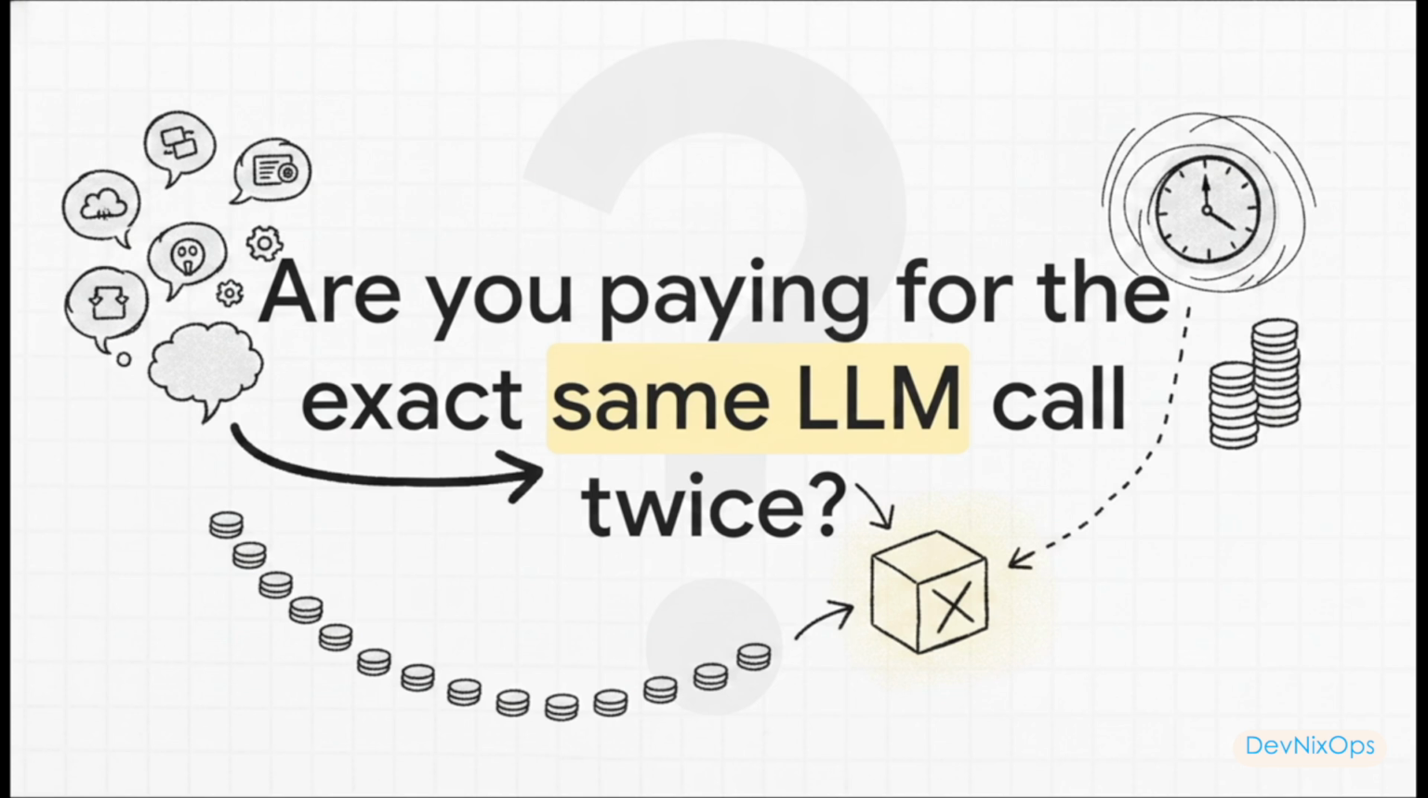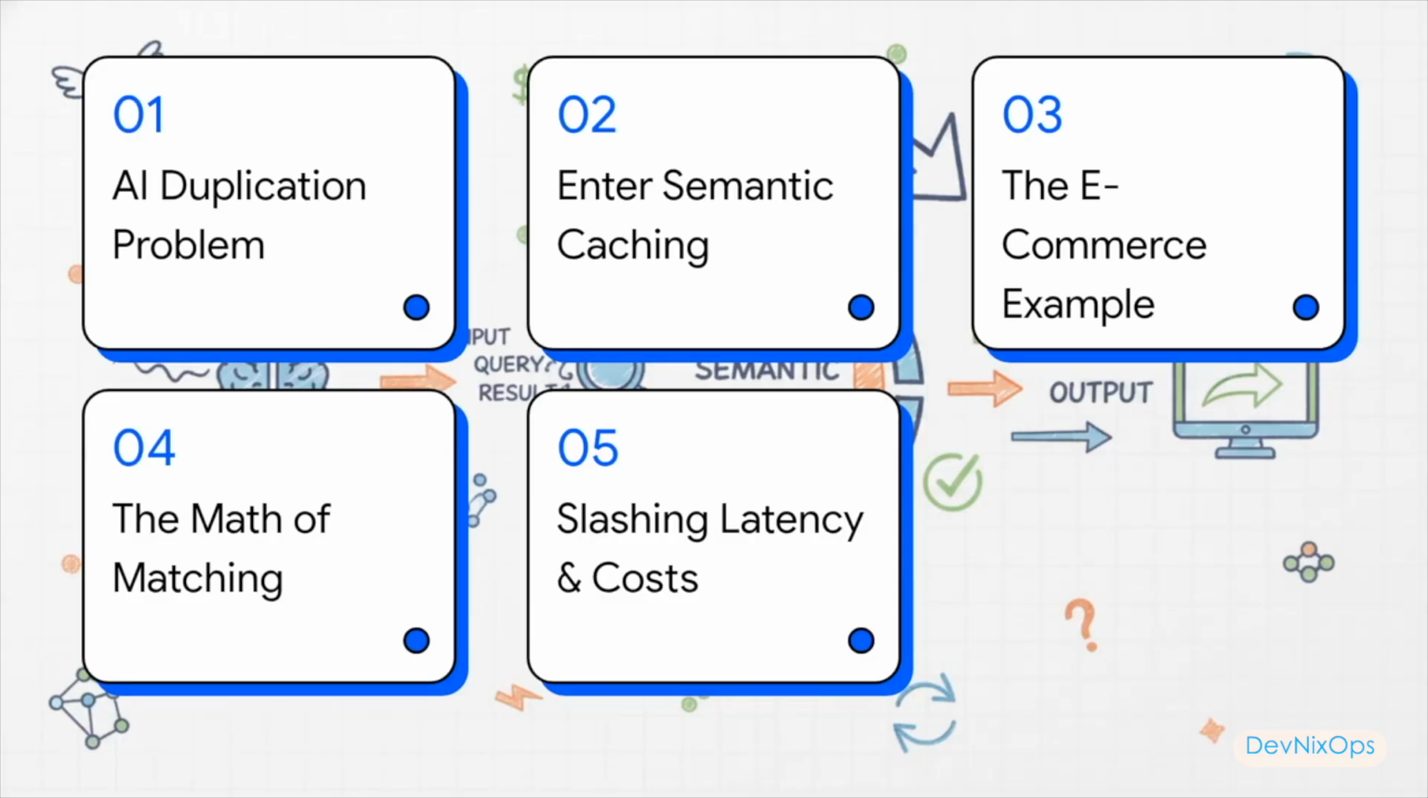You are paying expensive infrastructure fees, and you're forcing your users to endure high latency wait times for answers your system actually already knows. It's inefficient, it's slow, and man, it's expensive. Okay, let's dive into this.